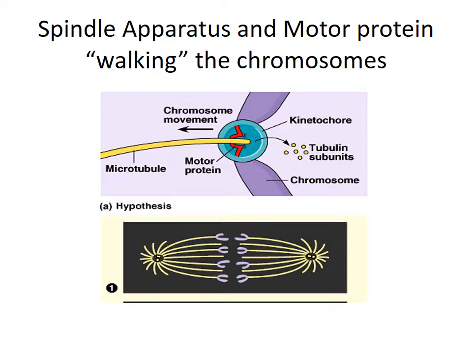So how do they actually move around? Well, there are these little motors found on the centromere of each sister chromatid. It's called the kinetochore, and on the inside is a little motor protein that physically walks up the microtubule. How does it do that? Well, it's getting its energy from ATP, adenosine triphosphate.